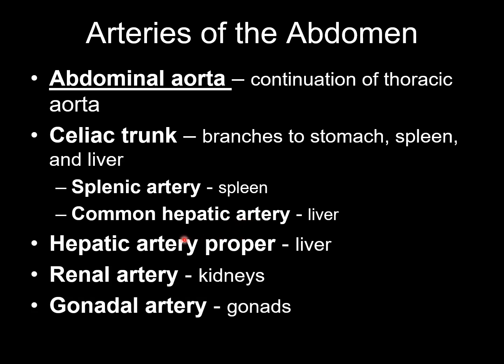And we'll talk about how the vessels to the liver are very special. But essentially we have a common hepatic artery that branches into the hepatic artery proper. Don't worry too much about that, and we'll look at that in a minute. And then we have the renal artery. Each kidney has its own artery coming off, so you have a right and left renal artery. Same with the gonads. We have a gonadal artery going all the way down, whether that's to the testes or to the ovaries.